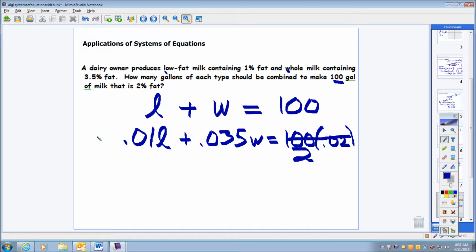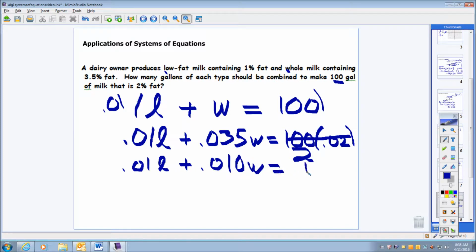Okay, now let's get rid of the L. So let's multiply the whole top by 0.01. Everything by 0.01. So we're going to get 0.01 L plus 0.01. I'm going to make this a 0, it's going to make subtracting easier. W equals 1.